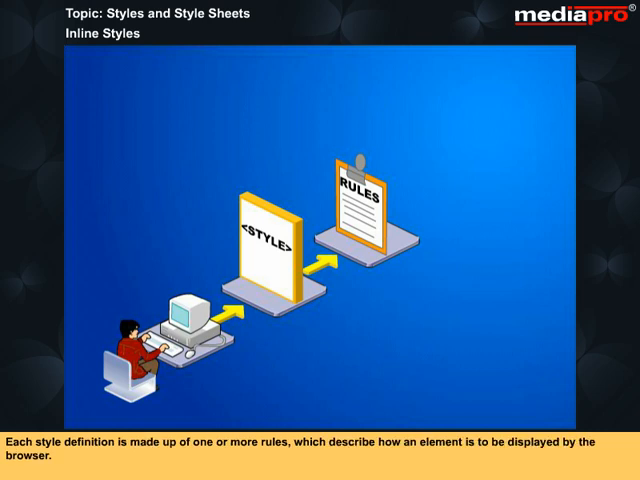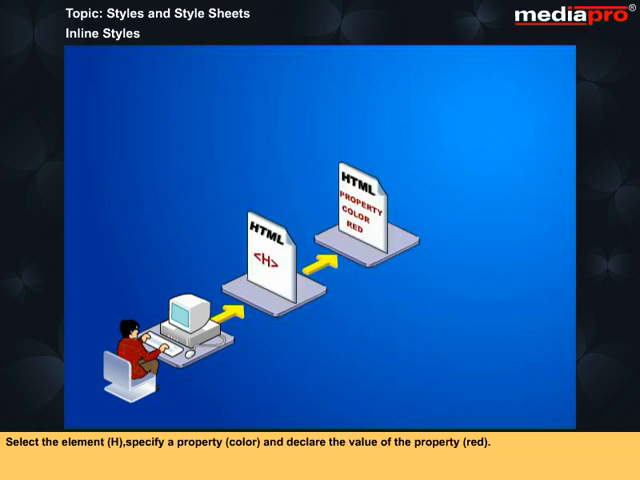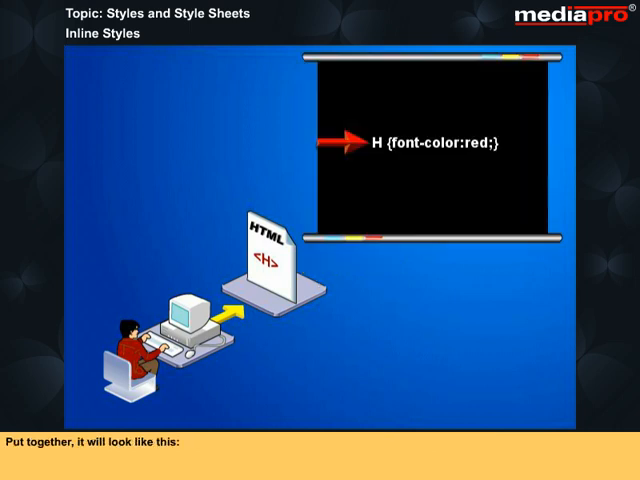The foundation of the style is its rules. Each style definition is made up of one or more rules, which describe how an element is to be displayed by the browser. The basic syntax is simple. Select the element H1, specify a property, color, and declare the value of the property, red. Put together, it will look like this. As declared by the style definition, the text of every header tag in the document will be red.